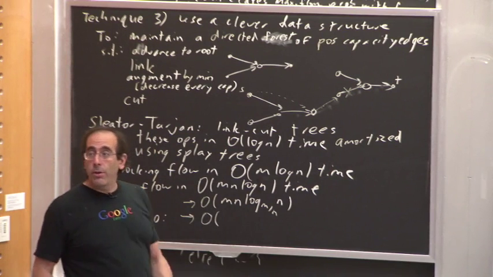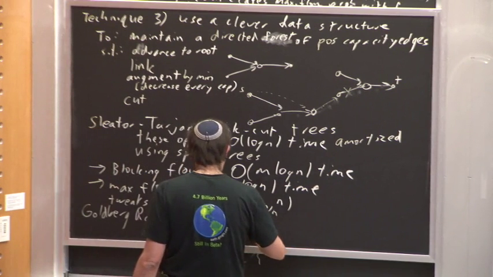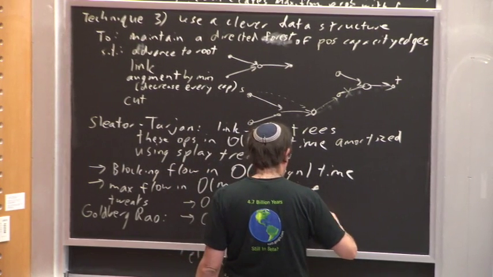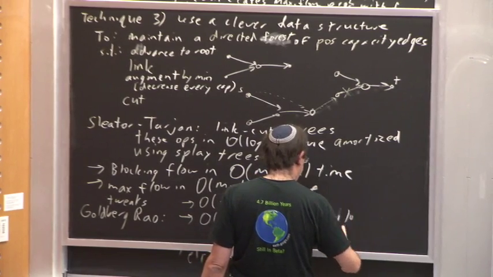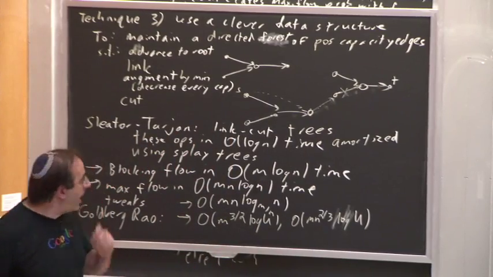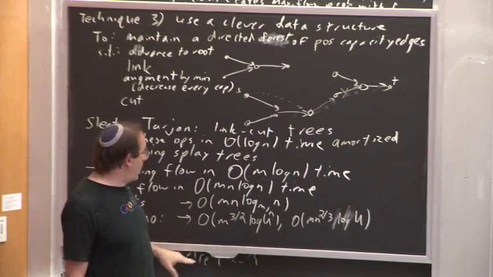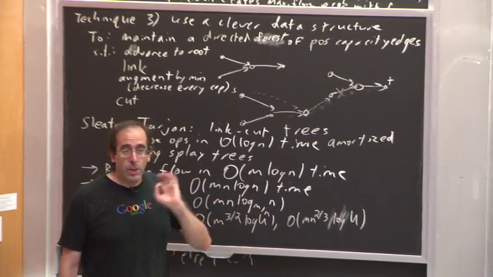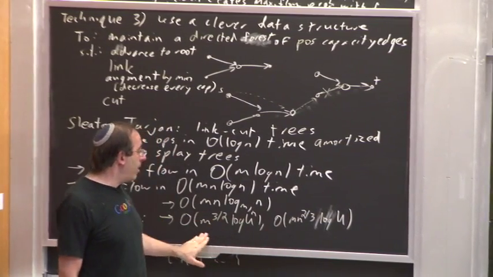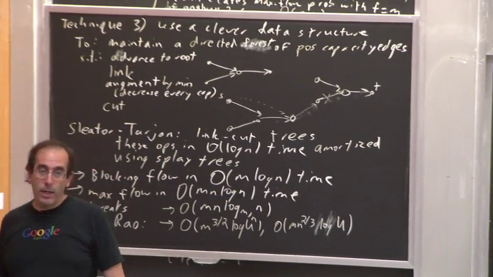Goldberg and Rao showed that you could apply scaling techniques to these graphs with unit capacity edges, and achieved bounds of m to the 3/2 log u and mn to the 2/3 log u. So after a long time where scaling didn't help you in terms of your time bound, Goldberg and Rao brought things back to a place where now we have scaling bounds that are better than the best bounds we can achieve using strongly polynomial techniques.